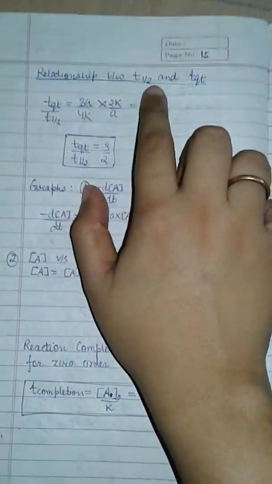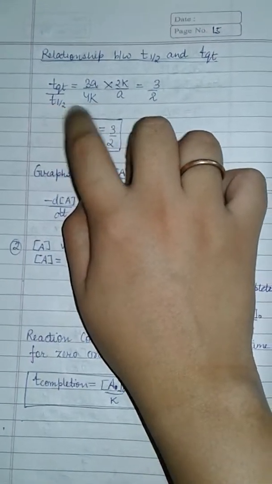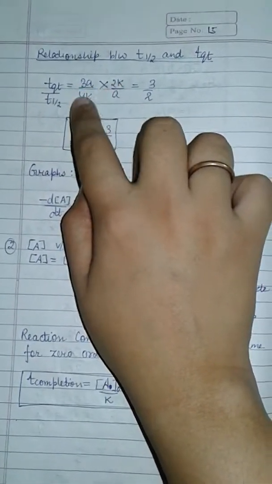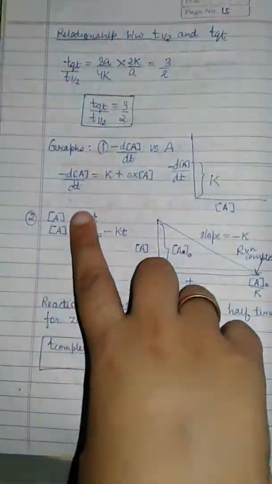The relationship between t half and t quarter. T quarter is equal to 3a by 4k, t half is a upon 2k, so we get t quarter upon t half is equal to 3 by 2.